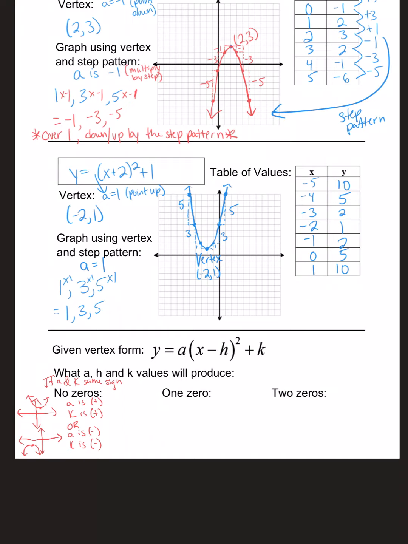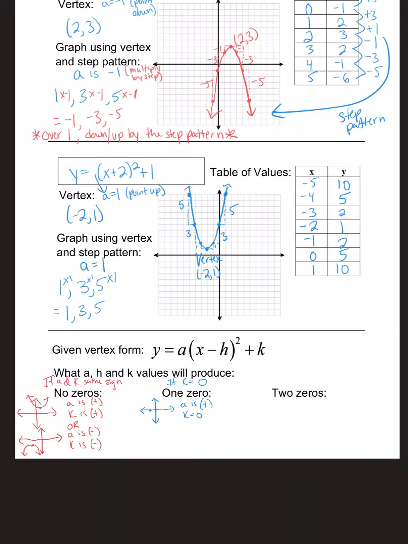When will we get 1 zero? We will get 1 zero if and only if k equals 0. So if a is positive and k equals 0, a rough sketch of that would look something like this. If k is 0, that's telling me that it's sitting right on the x-axis. We don't move up or down at all for our vertex.